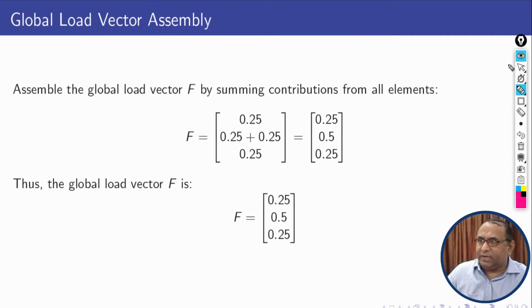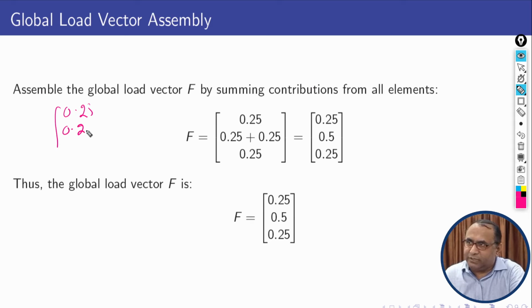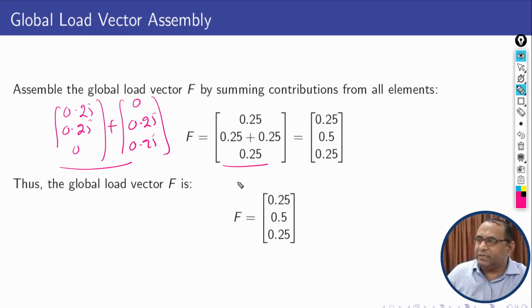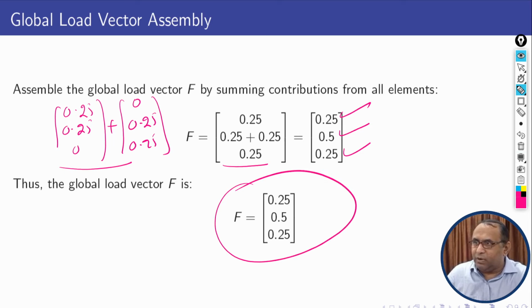Assemble the global load vector F by summing contributions from all elements. So we will do it in this way. First we have 0.25, 0.25, 0, and then we have 0, 0.25 and 0.25. When we add these two, we have this matrix. So this is the global load vector: F is equal to 0.25, 0.5, 0.25.